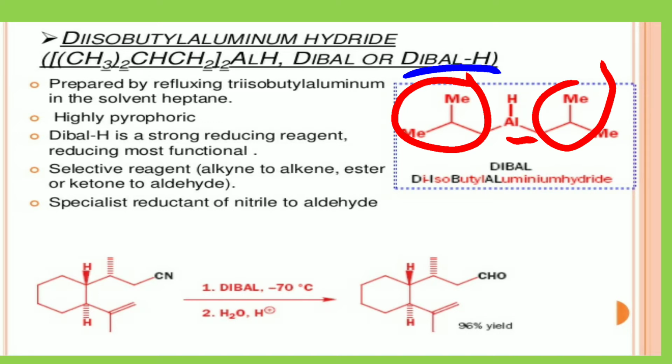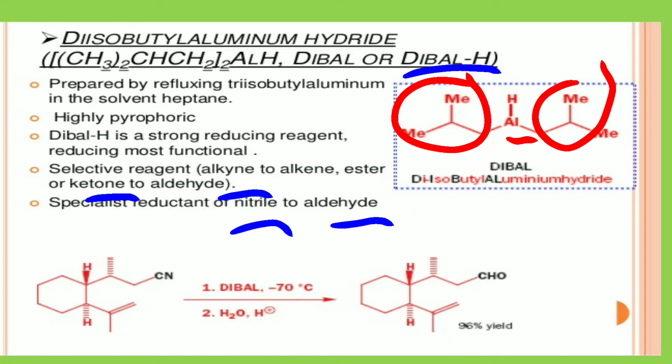It is highly pyrophoric. This is a strong reducing reagent, reducing most functional groups. It is a very selective reagent for conversion of alkyne to alkene and ester or ketone to the aldehyde. This is a specialist reductant for the conversion of nitrile into the aldehyde.